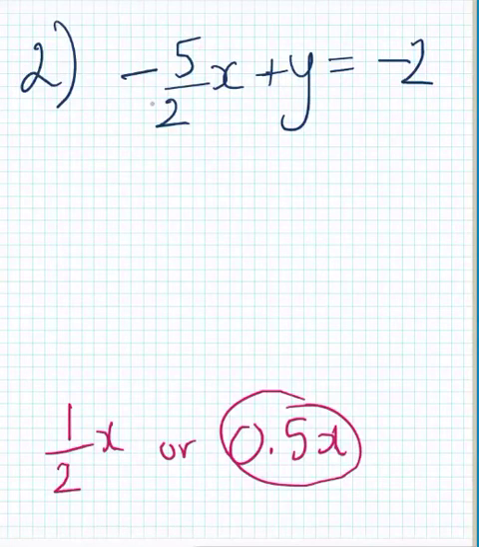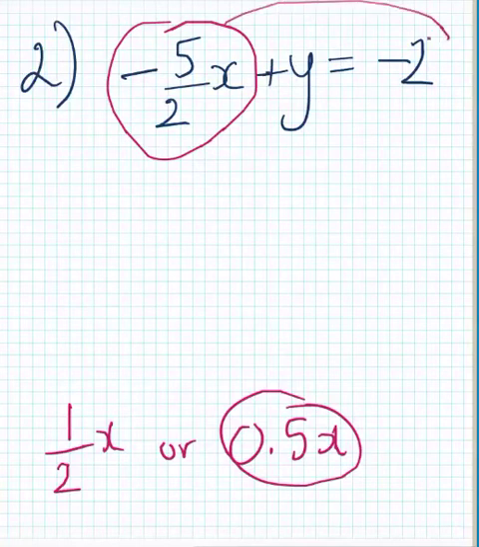So we'll leave it in fraction form. You notice that this is the problem here. We want y to be by itself, so we've got to bring that to this side here. And to do that, do the opposite operation.